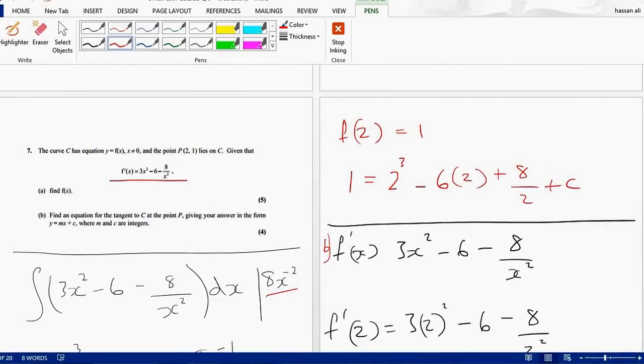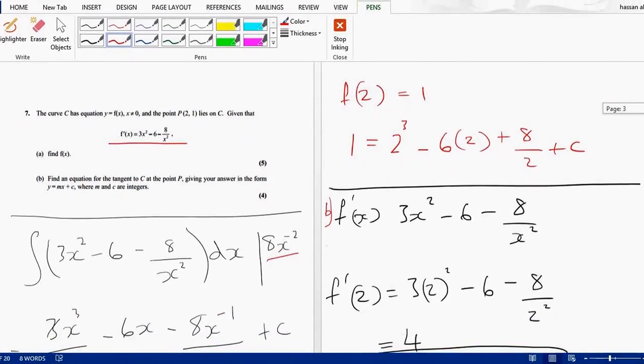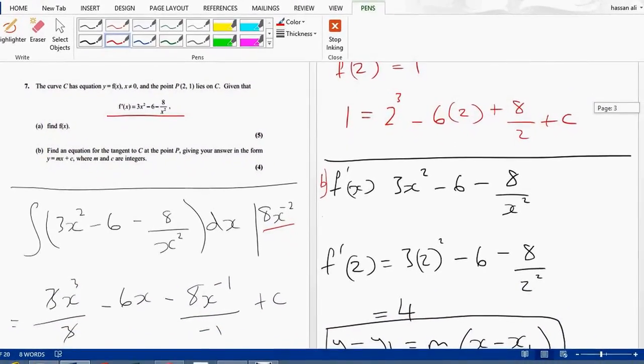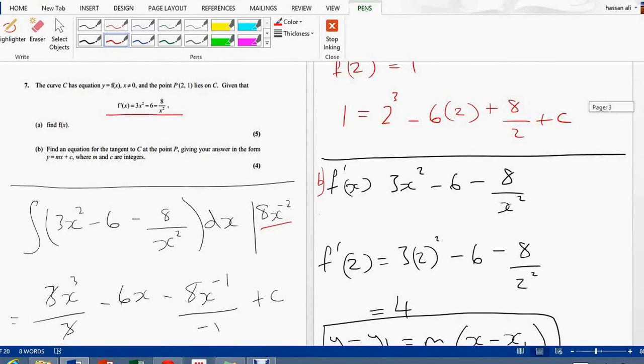Right, going on to part B. It asks you to find an equation in the format y equals mx plus c. Now the first thing you have to realize is when you're trying to find the gradient, you differentiate, and they're giving you that differentiated equation, which is here. Put your x value in, like I've done here.